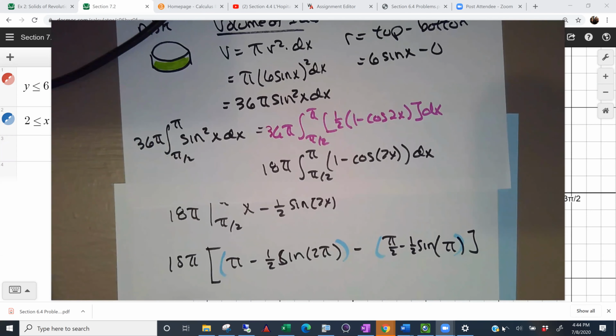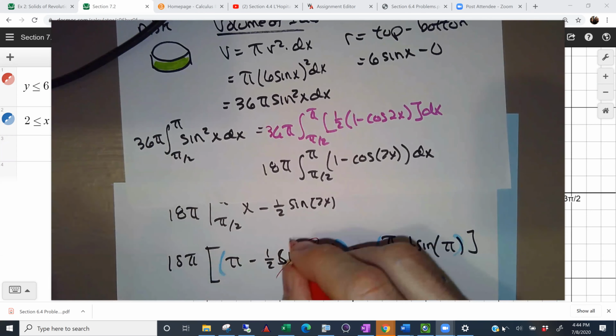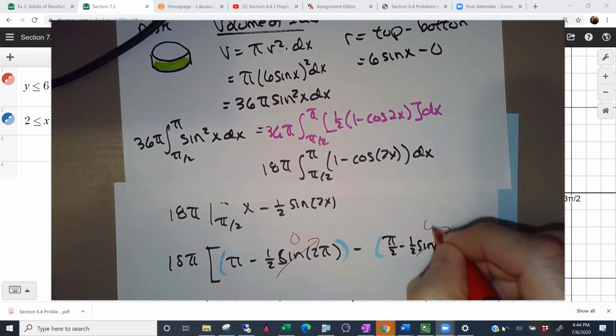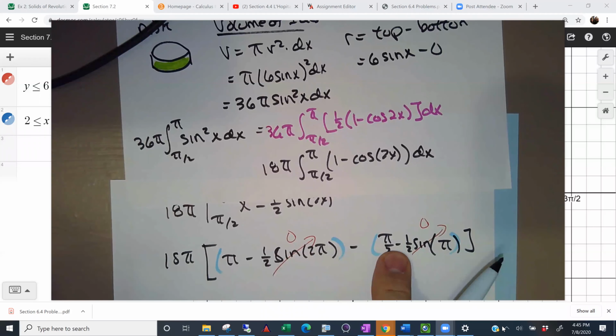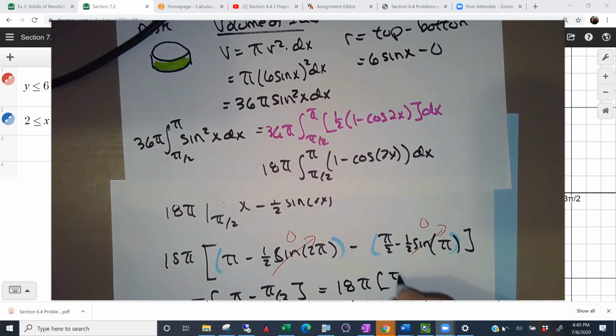And something nice happens. That term is 0. That term is 0. Sine of pi and sine of 2 pi, the y coordinate at both of those points is 0. So I'm left with pi minus pi over 2. That's going to be pi over 2. The 2's cancel. I'm left with 9 pi squared.